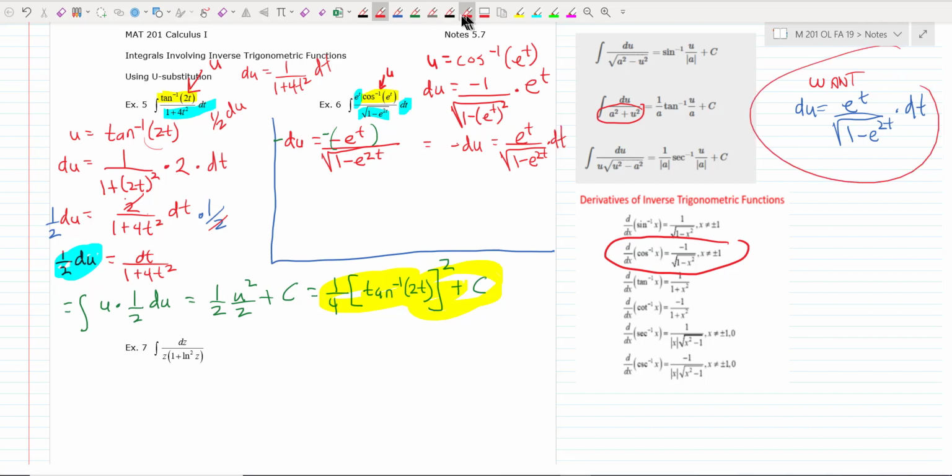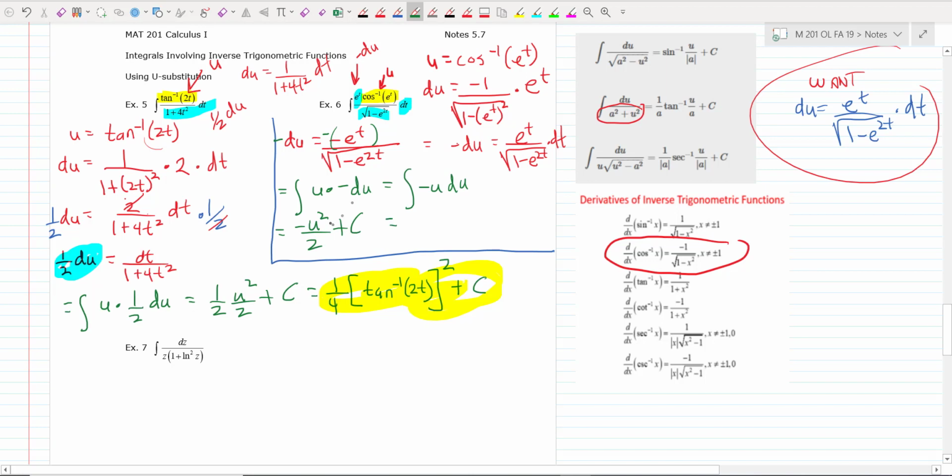So what's going to happen then is this part, e to the t dt over the square root of 1 minus e to the 2t, the part that I have in blue, that's just going to be negative du. So here's what your u integral looks like. You're ready to put it together. The cosine part in yellow just becomes u. All of this stuff in blue becomes negative du. That's a real simple integral to work out. So you would have the integral of negative u du. That's just going to be negative u to the second over 2 plus c. And then you can plug back in your u and you've got it.